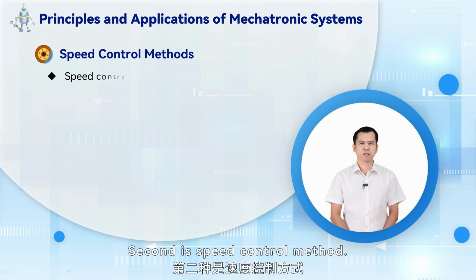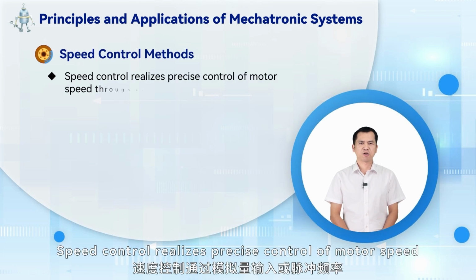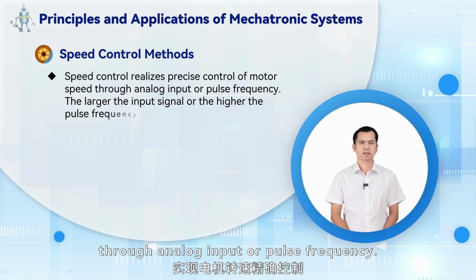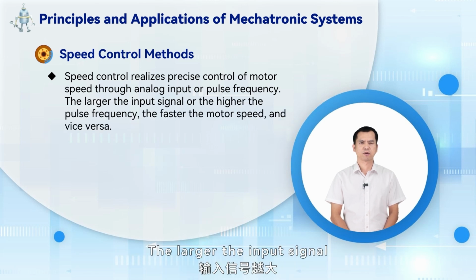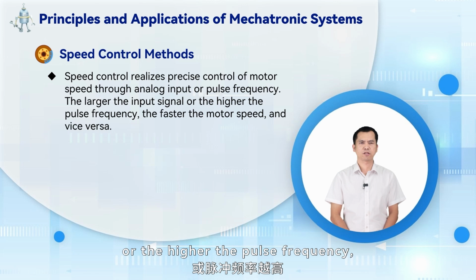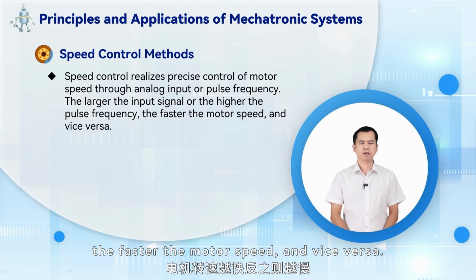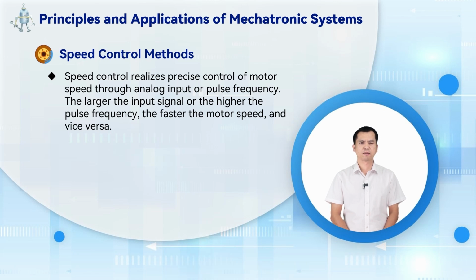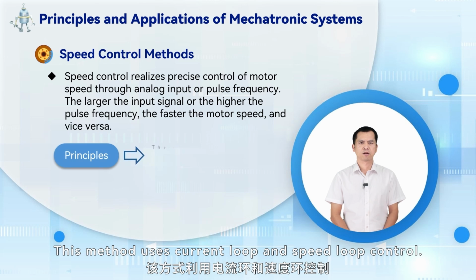Second is speed control method. Speed control realizes precise control of motor speed through analog input or pulse frequency. The larger the input signal or the higher the pulse frequency, the faster the motor speed, and vice versa. This method uses current loop and speed loop control.